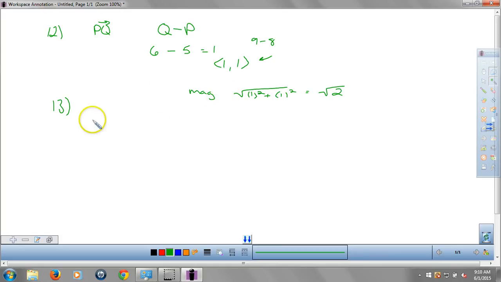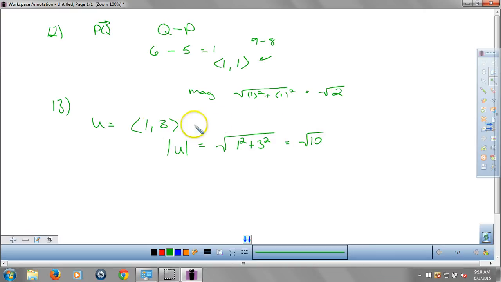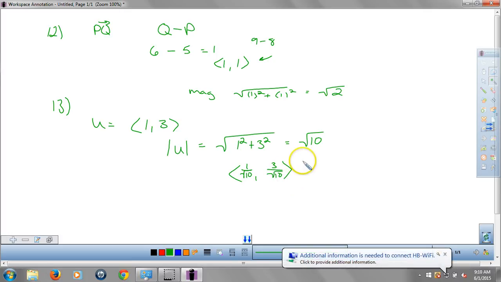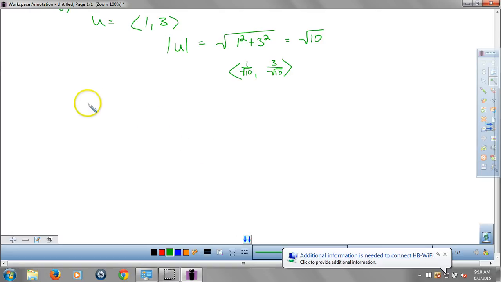Okay, we have the vector u is 1, comma 3, and we want to find the unit vector. First, you have to find the magnitude of u. So you take square root of 1 squared plus 3 squared, which is root 10, and then you divide each part by it. 1 divided by root 10, 3 divided by root 10, and there you go, unit vector. Okay, 14.